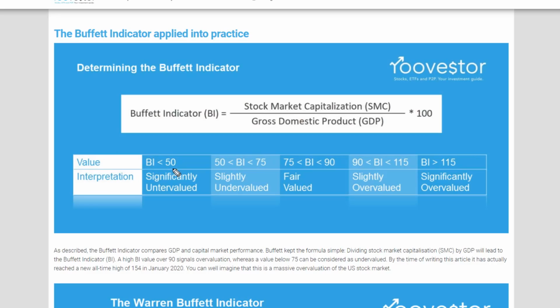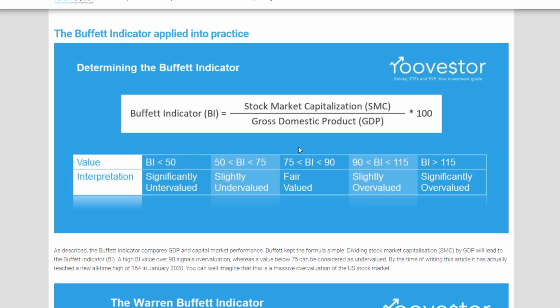Here we have a few different overvalued and undervalued levels. So traditionally, if the market is under 50, or between 50 and 75, it has been undervalued or significantly undervalued. When the stock market has been between 75 and 90, it's been fair valued. And when it's been above 90 and anything above that, it's been significantly overvalued.